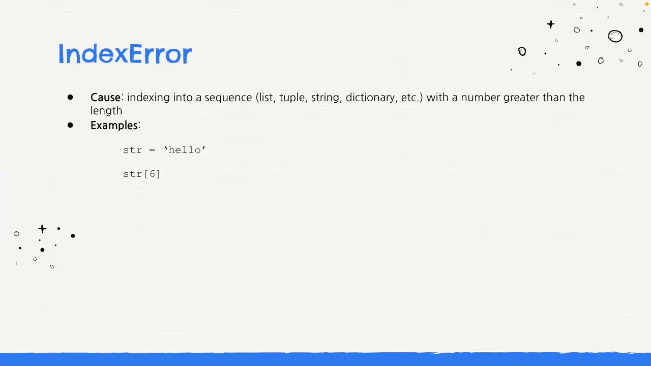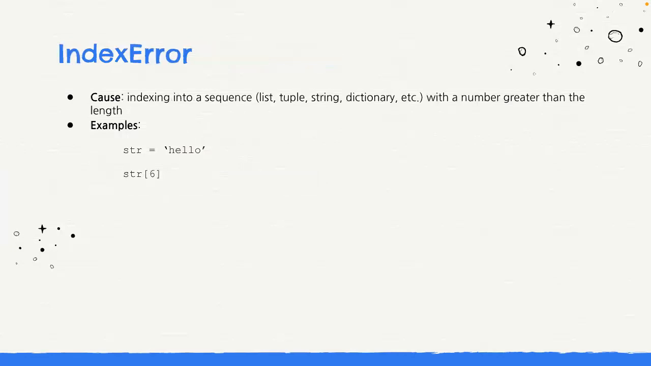And then this one, I've shown you guys so many times already, index error. Basically, if you index into any kind of sequence and the number is greater than the length it is. So in this case, our string is hello, and I index into the 6th position, but there is no 6th position. So it'll give an index error.